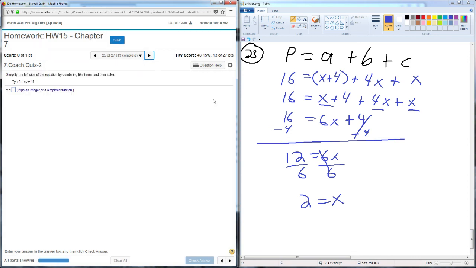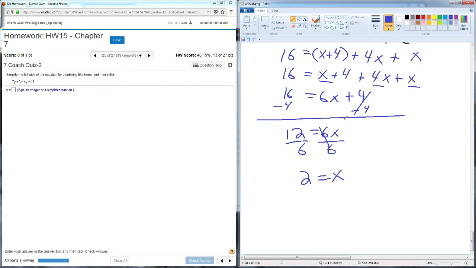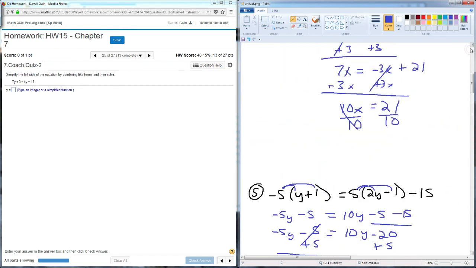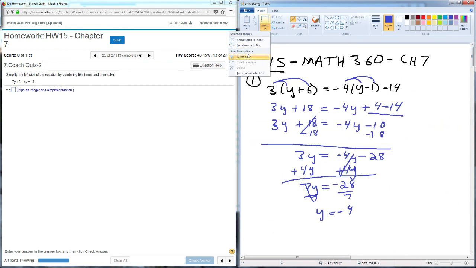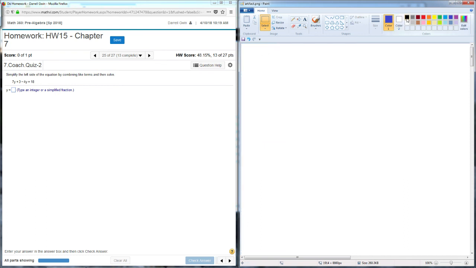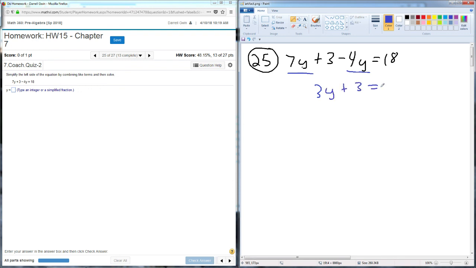It's loading. Okay. 25. Do I have any room? Nope. Don't have any room. Let's go back to the top. Select all. Delete. Starting over. 25. 7y plus 3 minus 4y equals 18. First step, simplify by combining like terms on the same side. That is 7 minus 4y. 7 minus 4 is 3y plus 3 equals 18.